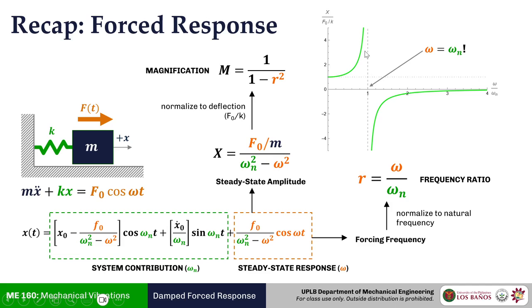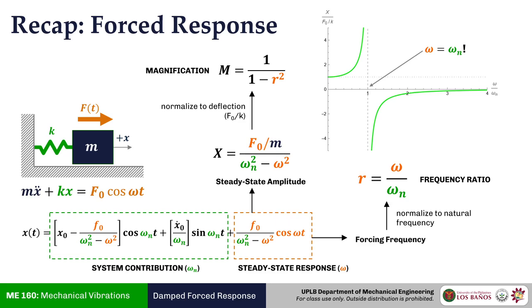This asymptote indicates that our value for the magnification is almost infinite. So when the forcing frequency matches the natural frequency, we get what we call the resonance effect and our amplitude goes absolutely wild. Now, ganito pa rin ba yung case pag may damping tayo? Pero let's take a few steps back.